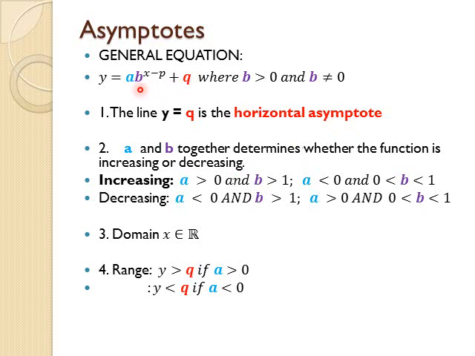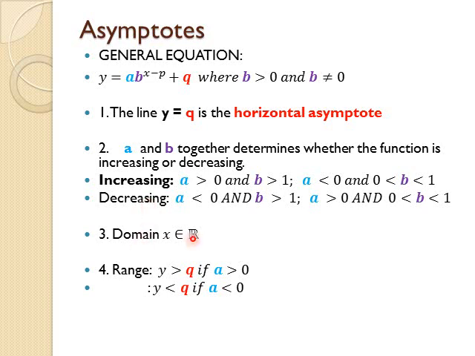So if you look at the general equation, remember b must be greater than 0 and cannot equal 1. The line y equals q is referred to as the horizontal asymptote. Whatever value we have here will always form my horizontal asymptote, and my graph is not allowed to touch there. a and b together determine whether the function is increasing or decreasing. If a is greater than 0 and b greater than 1, or a is less than 0 and b is a fraction, it is increasing. Vice versa for decreasing: if a is less than 0 and b greater than 1, or a greater than 0 and b a fraction, then it's a decreasing function.